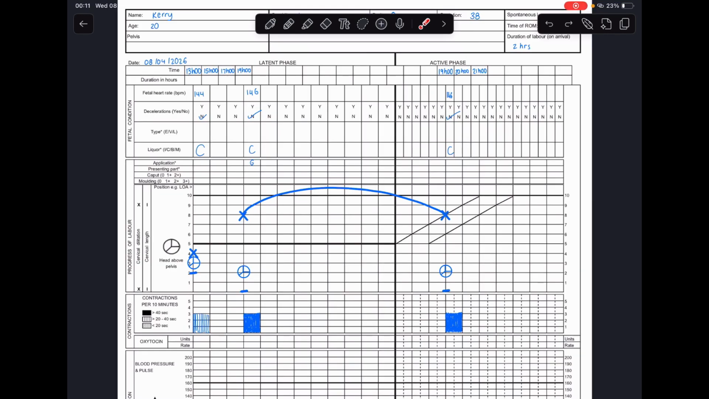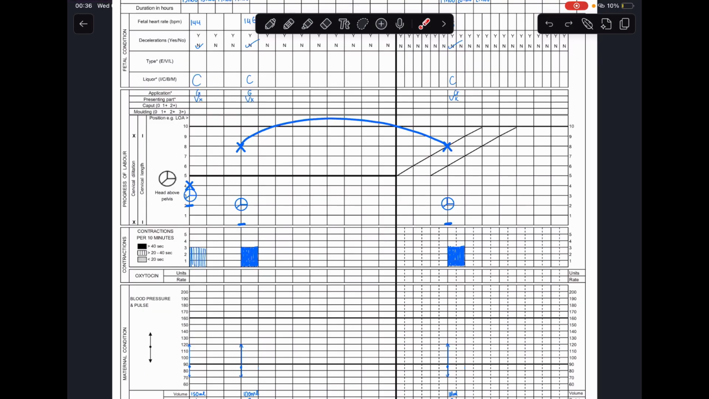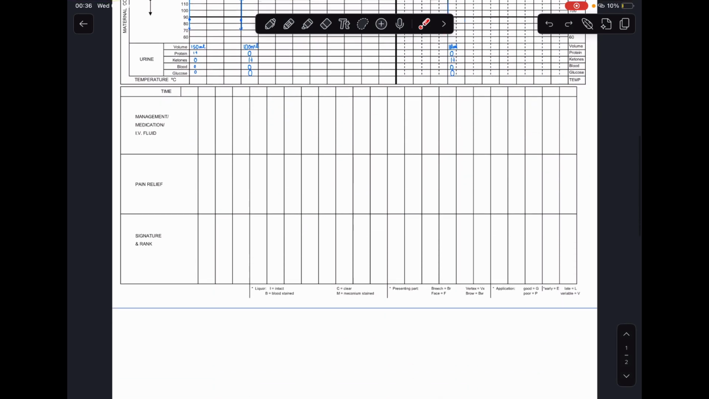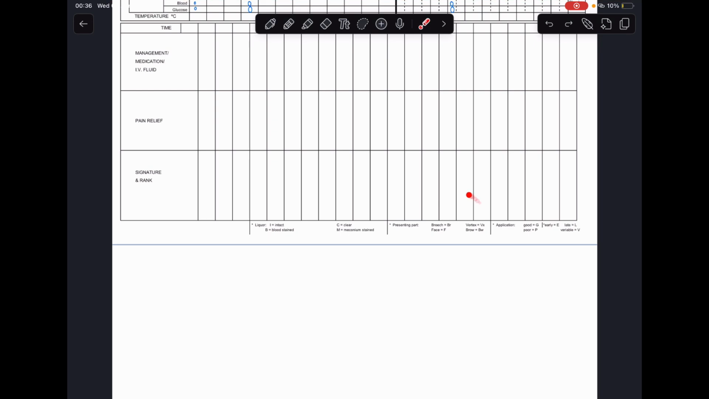In the active phase of labor, the patient is reviewed 4 hourly until 8 centimeters dilation is reached. Thereafter, they are reviewed 2 hourly, so our next review after 7 p.m. would be 9 p.m. Application and presenting parts are filled according to the key below.